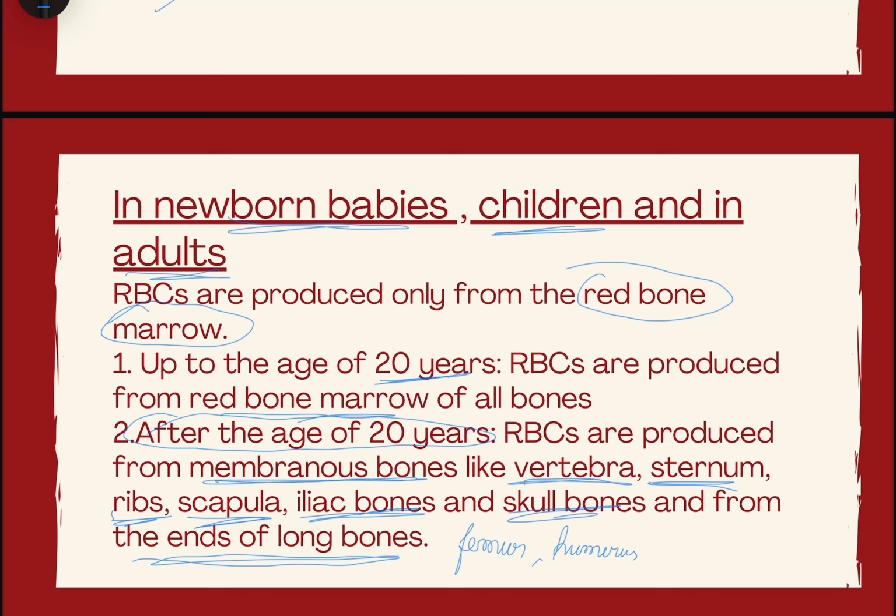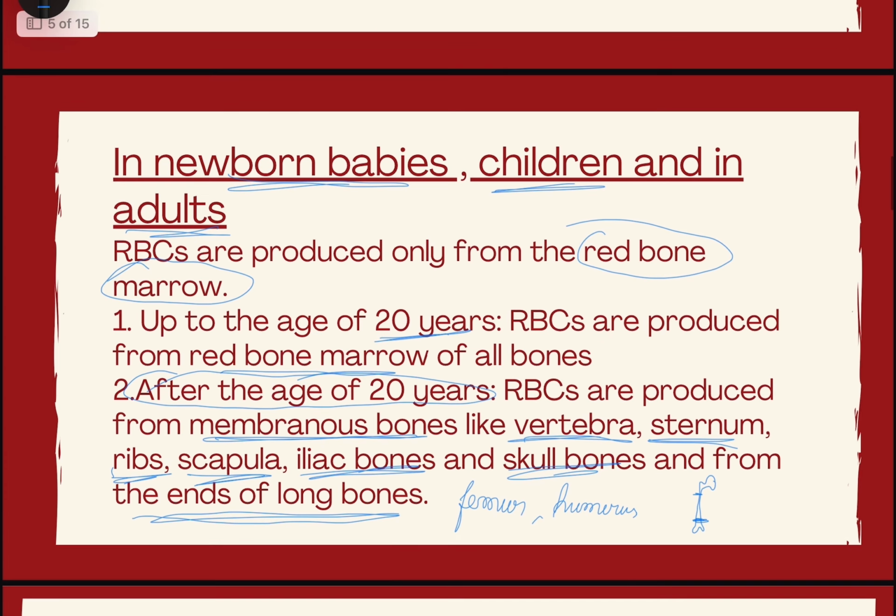So if we consider this to be the femur, what was happening at that end of the long bone? From this region, a small portion of red bone marrow is present, and from here the process of erythropoiesis generally occurs, which gives rise to the red blood cells.